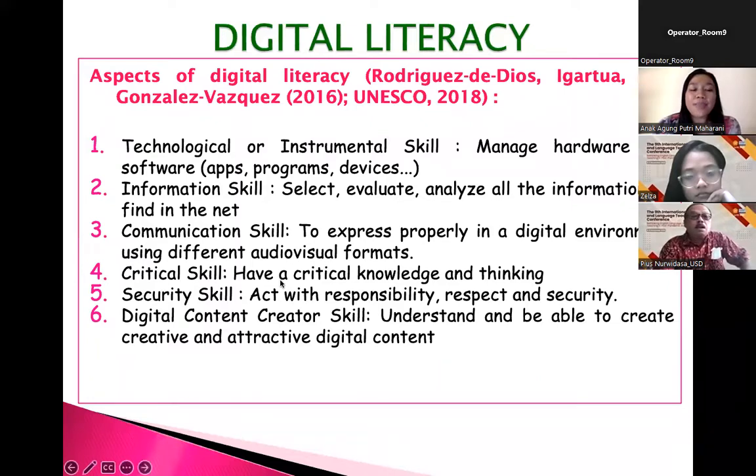And then as you can see, there are 6 aspects that the teacher must master to be digitally literate. Therefore, as the teachers, whoever the teachers are, especially English teachers, they actually have a crucial responsibility. Therefore, they need to master these aspects.